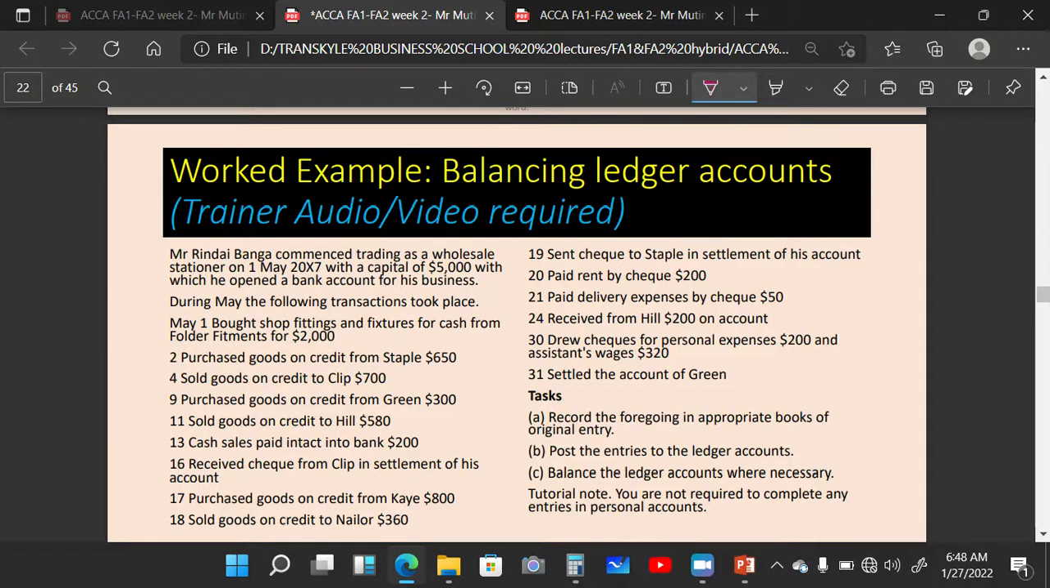Okay, so let us go through Mr. Rindai Banga's example. Let us consider this example as part of our learning. Okay, thank you. Now we are given that information. Let us just go straight into it. Mr. Rindai Banga commences trading as a wholesaler.